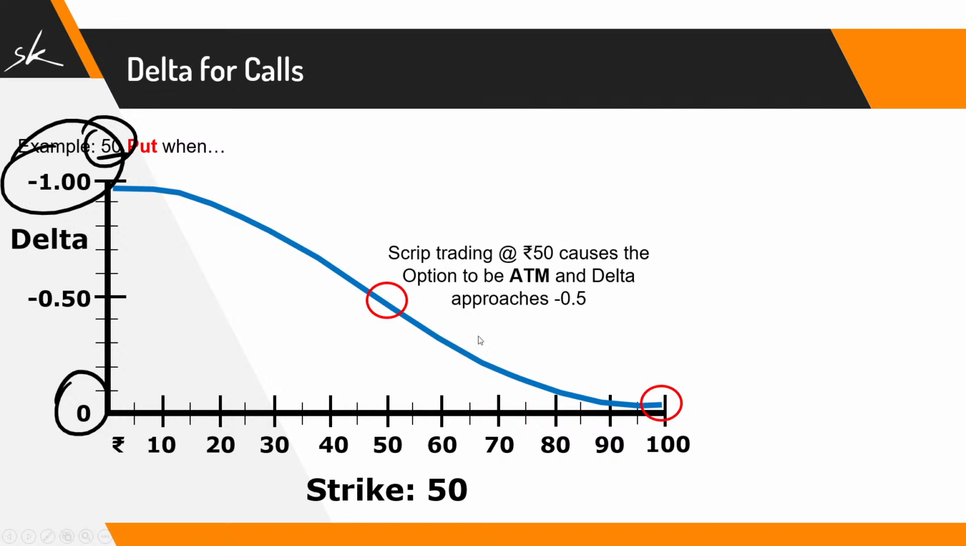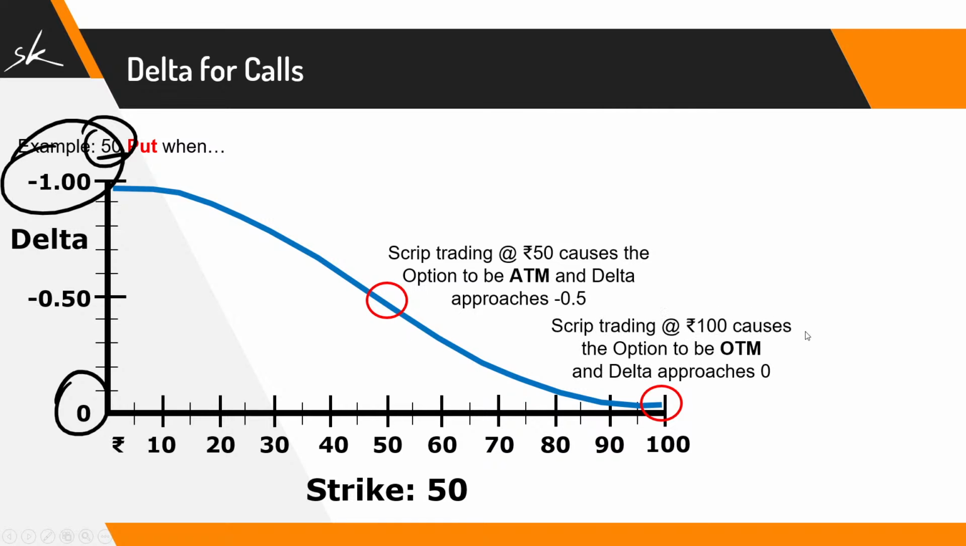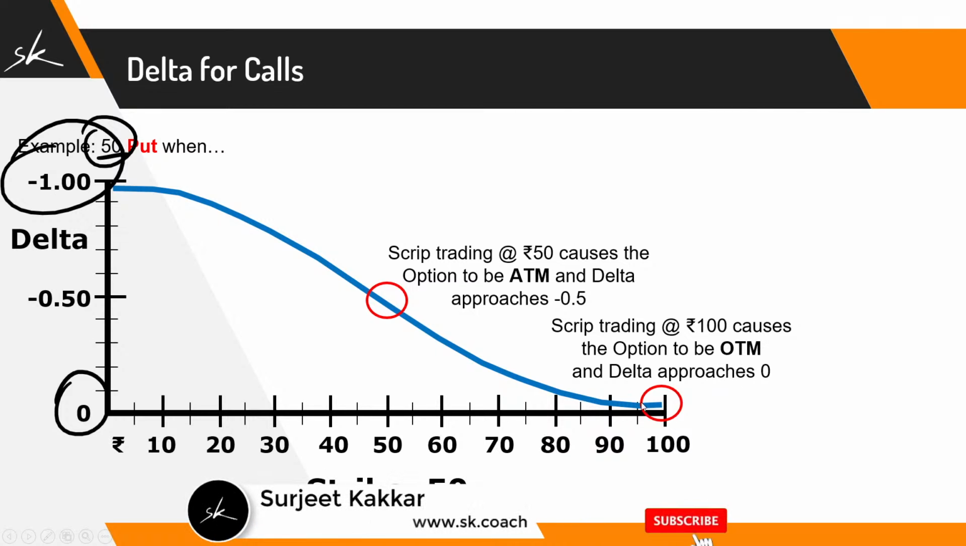Now, if the price starts going further up, which means this is becoming out of the money, what is going to happen? The script starting to trade at 100 causes the option to be out of the money, and now the delta will start approaching 0 because at expiry all out of the money options will have 0 intrinsic value. So that is why it starts approaching 0.